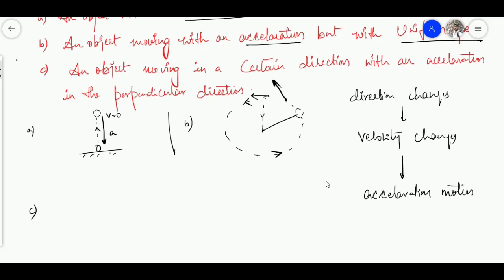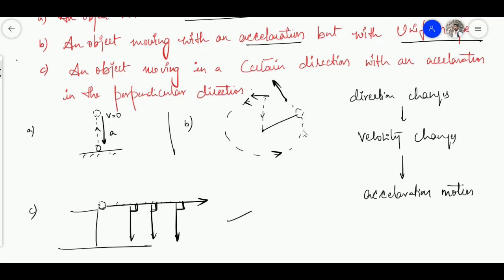Coming to C. An object moving in a certain direction with an acceleration in the perpendicular direction. Yeah, obviously. Let's say this is the tower, and I have thrown a ball from the tower in this direction. At each and every point, there will be the acceleration due to gravity towards the ground. That is exactly perpendicular to the motion of the ball, right? So the acceleration is perpendicular to the ball's motion. So C also can happen. A, B and C can happen.